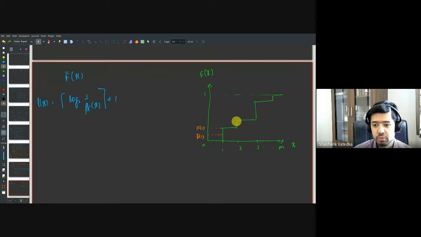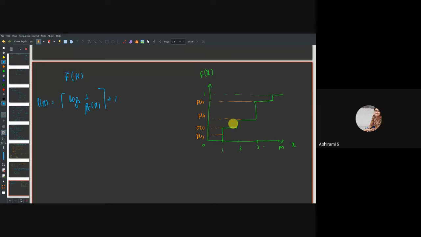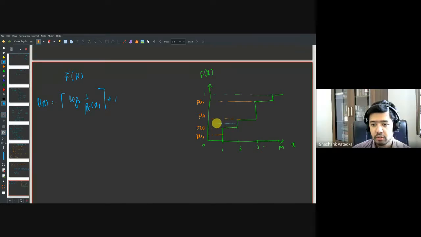What about f bar of 2? Where will it lie? This is f of 2. This is f of 3. Where will f bar of 2 lie? Midpoint of the midpoint of this, right? So this is going to be f bar of 2. Similarly, f bar of 3 is going to lie on the midpoint of this interval, and f bar of 4 will lie in the midpoint of this interval. And this is f bar of 1.